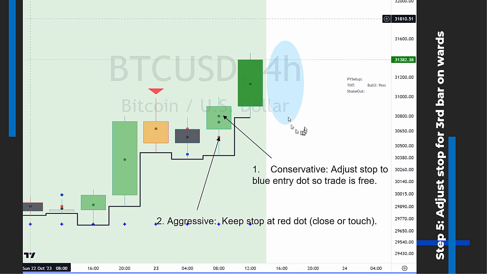Step 5 is before the third bar begins, you want to adjust your stop if you want to. If you're a conservative trader, you're going to change your stop from the red dot to the blue dot, which will basically mean this trade is free, break even. If you're aggressive, you're going to keep your stop at the red dot.